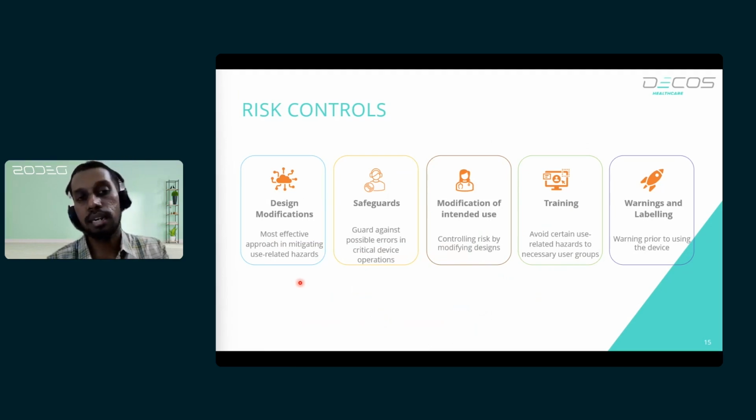So the first risk control would be design modification. If I have identified a user error at a very early stage, the first step I can take to minimize these user errors would be design modification. So I can go from A to B so that I can bring down the user error.